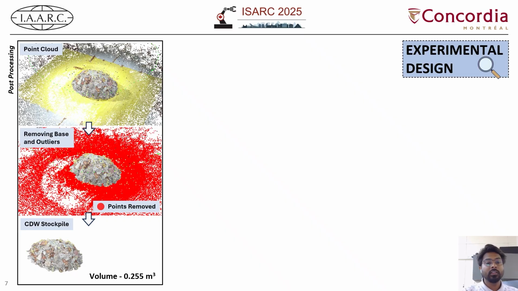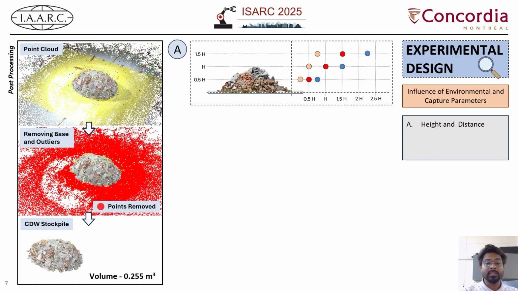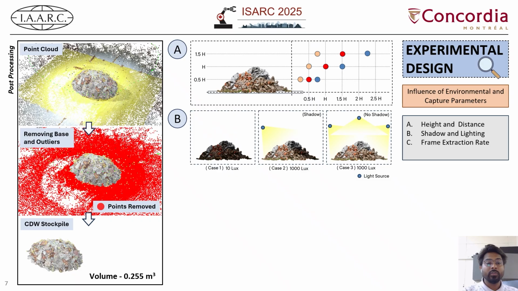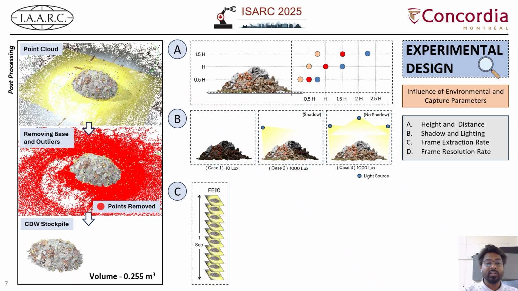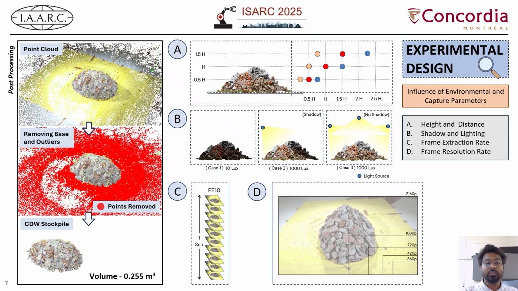We have also set up some experimental design to check the influence of environmental and capture parameters such as height and distance, shadow and lighting, frame extraction rate, and frame resolution. So multiple levels of these factors were considered; in terms of height and distance, we captured multiple heights and distances from the stockpile.